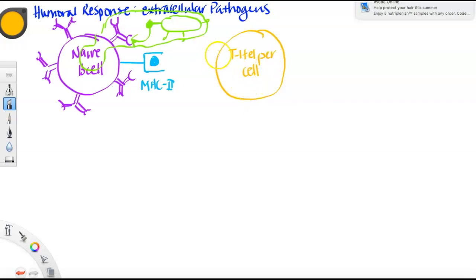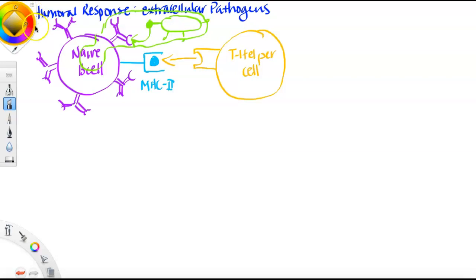Okay, so this is a T helper cell that has this little T cell receptor, and it's going to bind with the MHC2 platform of the naive B cell. So it's going to bind there. It's going to link up. Is that enough to activate this cell? Well, guess what? It really isn't quite yet.